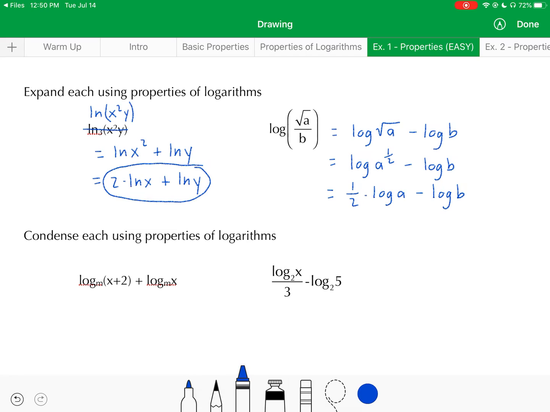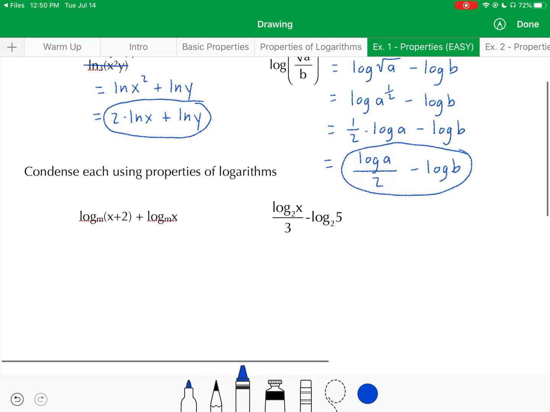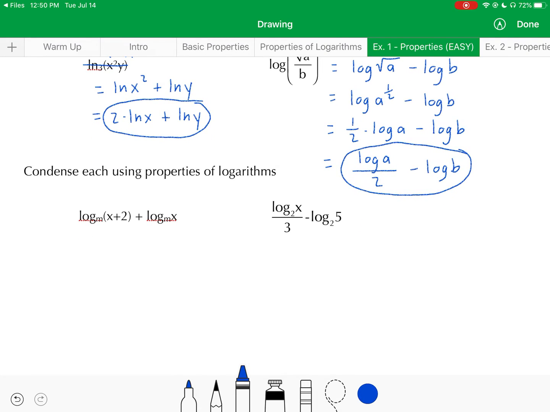So you can leave it like that, or you're commonly going to see it instead of 1/2 times common log of a, it will often be written as common log of a divided by 2. Okay, and now that expression is as expanded as it can be. All right, now let's go in the other direction. Right here we have multiple logarithms either being added or subtracted with one another, and we want to try to condense them down into a single logarithm.